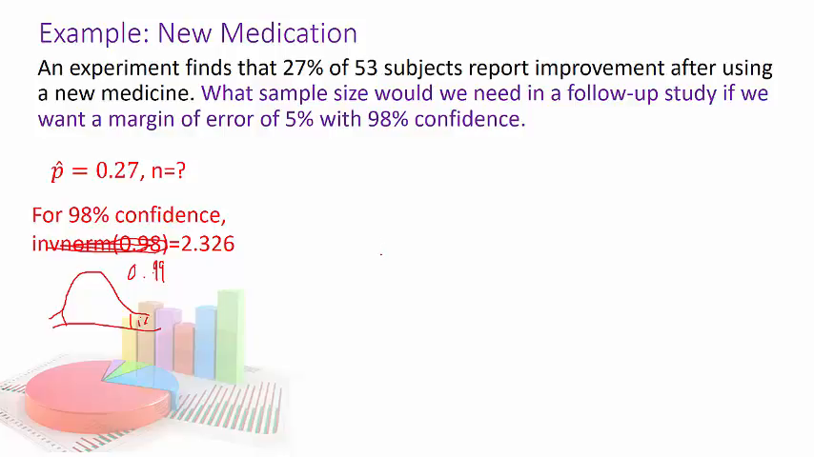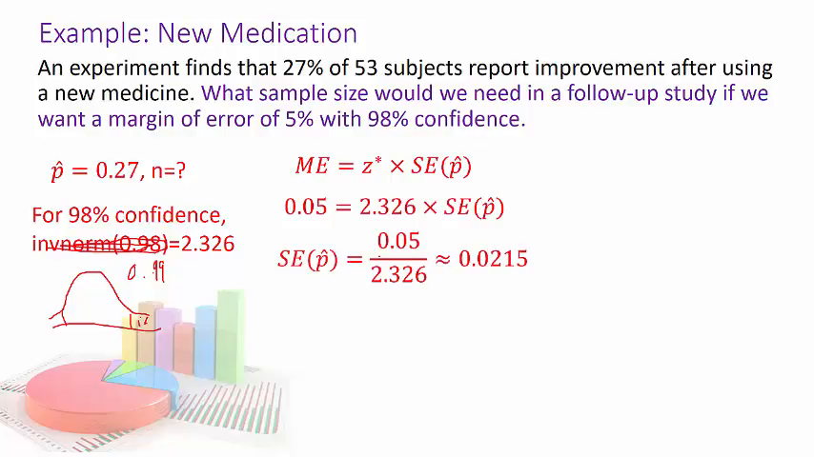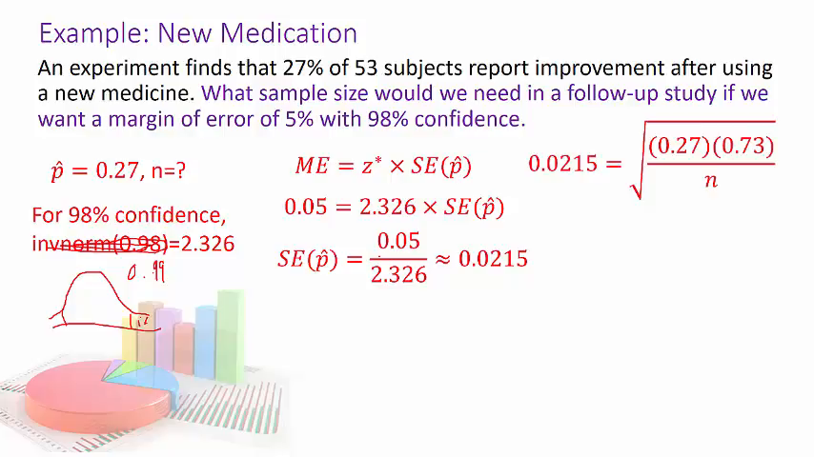Okay, so continuing on, our margin of error is going to be the critical value, which is the 2.326, times the standard error for p. All right, so I can solve this for the standard error to figure out what my desired standard error is. Okay, so it's 0.00215. Well, I can plug this back into the formula for standard error, and notice how I put it on the left. So it comes up here, and I substitute in, and I have the p and the q, because I know p hat, because they told me 27%, and q is just 1 minus p.